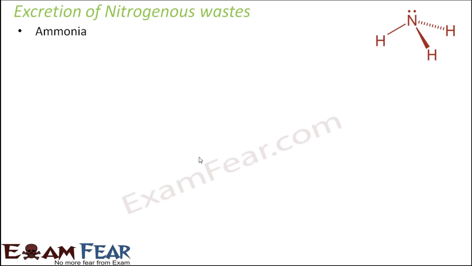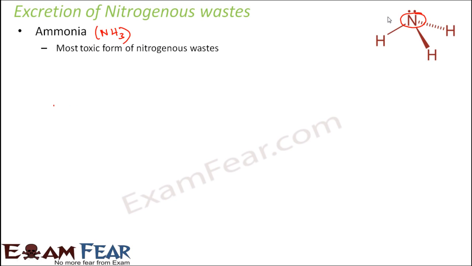So first we will talk about ammonia. Ammonia, as we all know, is NH3, that is one nitrogen bonded to 3 hydrogen atoms. Here you can see the structure of ammonia. Now you all know why they are called nitrogenous wastes, because of the presence of this nitrogen. It is the most toxic form of nitrogenous waste, so it should not be present in our body for a long time. Not even a long time. The body should get rid of ammonia as soon as possible.